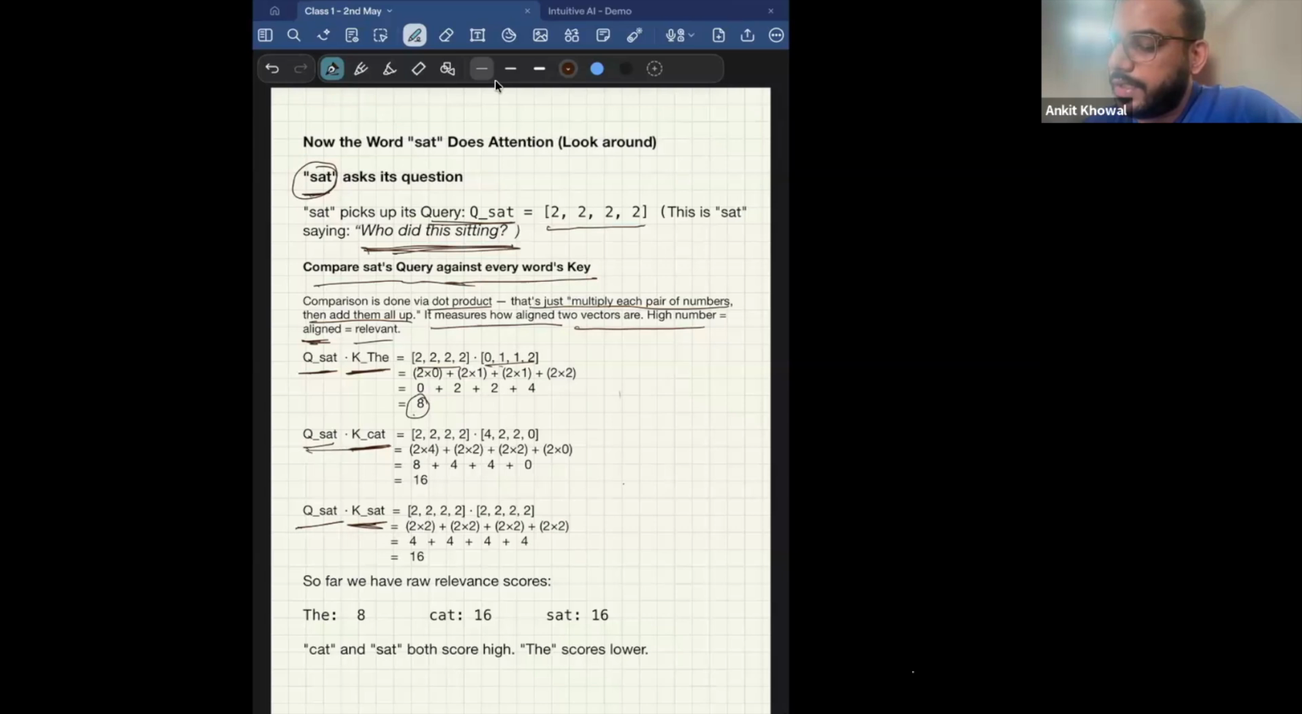If I do this vector multiplication, query of SAT with key of SAT, I'll get this number 16. So we'll get the relevance score. My query was who is doing the sitting. I can see "the" is contributing less, "cat" is contributing more, and SAT with itself is also contributing 16 points. Cat and SAT both score high; this one is low.